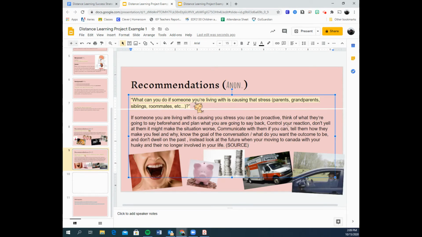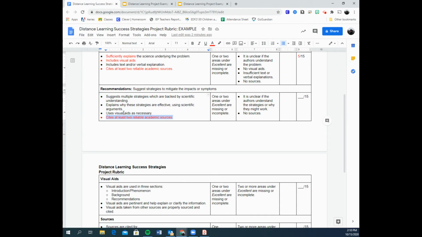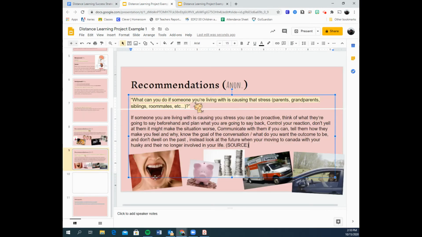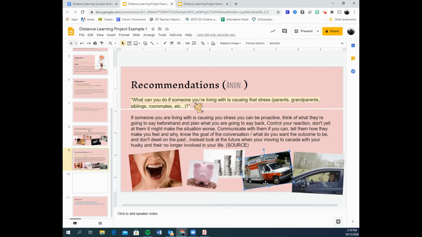So we have some recommendations, and they're very good recommendations. However, it doesn't explain why they work. So let's look at this. There are some visual aids. I don't know what the U-Haul is. Does that mean you're going to move out of your parents' house? Not quite sure what that's supposed to mean. And driving? What does that help?